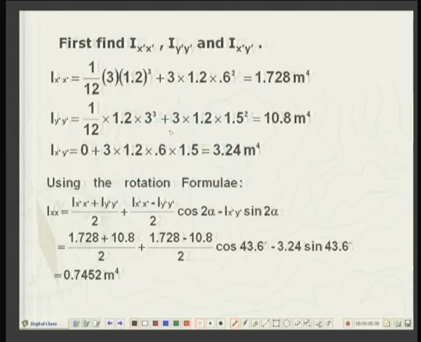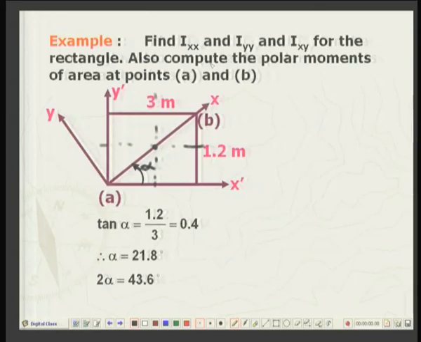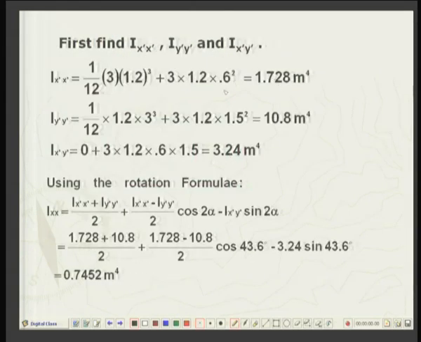So, first I will calculate Ix dash x dash. Now, width times depth cubed by 12, that is about the middle axis, and then by parallel axis theorem, which means area times the distance between the two axes squared. So, area of the rectangle is 3 into 1.2 times the distance. Distance is this distance, so 1.2 by 2, that is 0.6. So, into 0.6 squared. That will give me 1.728 meter 4.